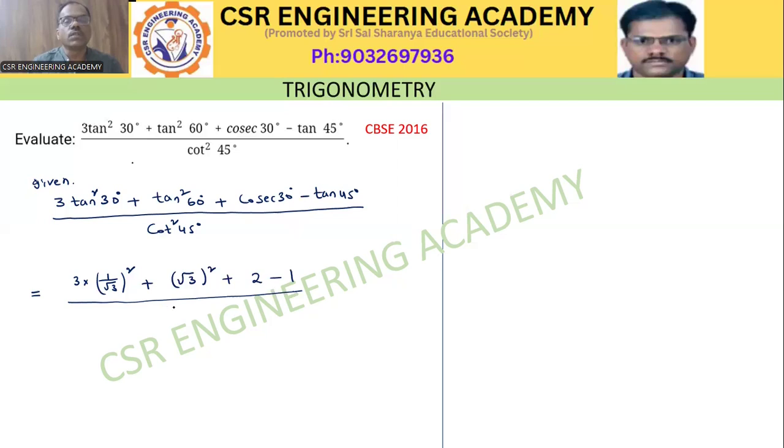So 1 whole square is equal to 3 into 1 by 3 plus (root 3) whole square, that is 3, plus 2 minus 1, that is 1, divided by 1. 3 gets cancelled. That is equal to 1 plus 3 plus 1, divided by 1, is equal to 5.